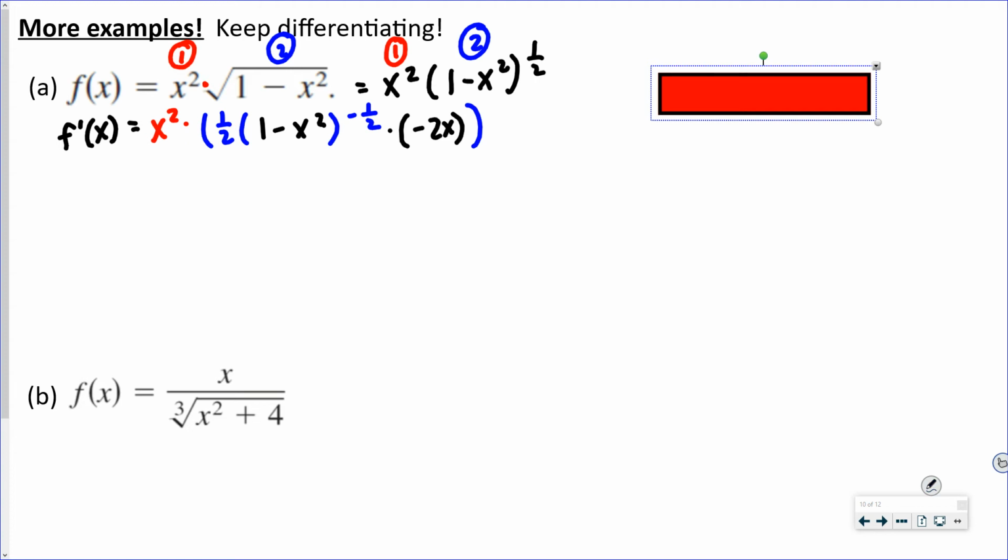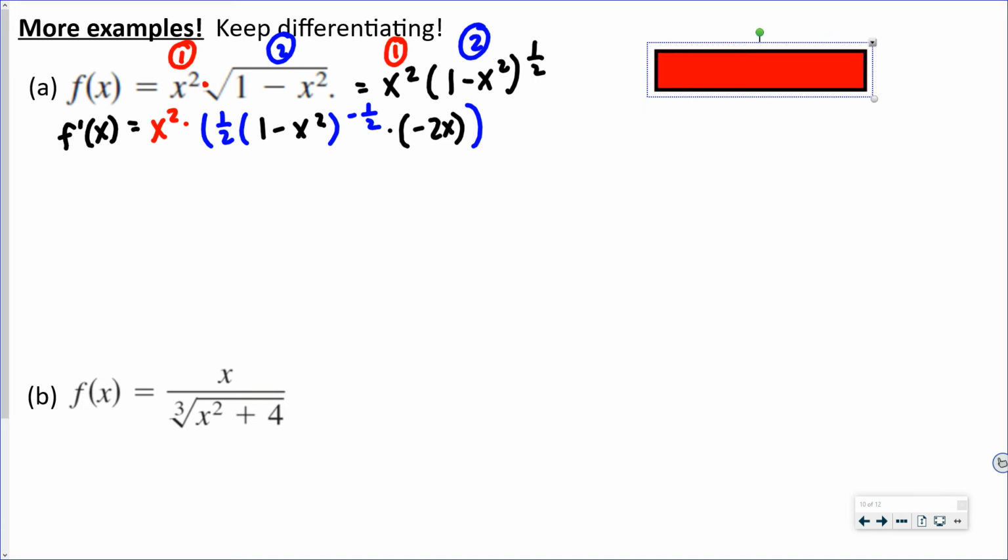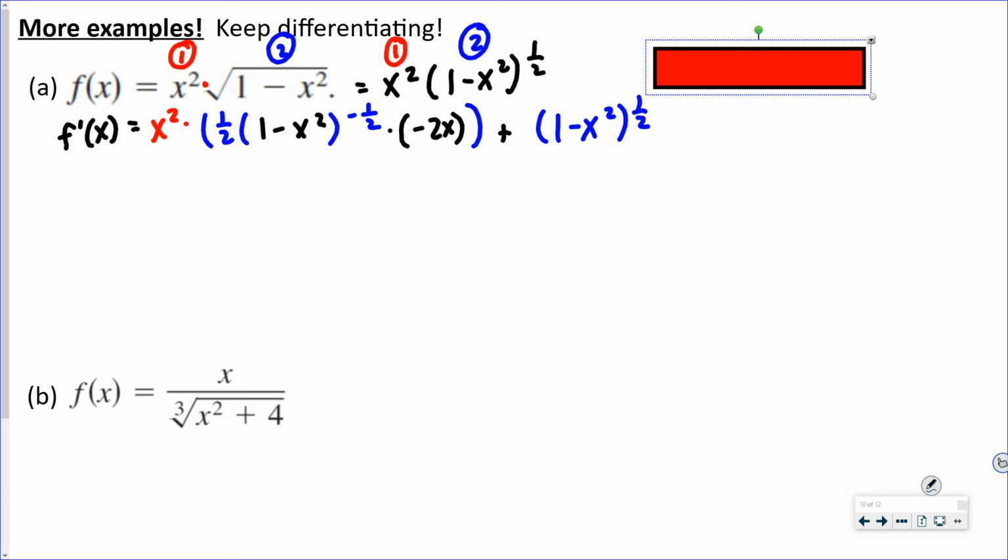Okay, we're not done. That was just my first part of the product rule. First times the derivative of the second, plus second term times the derivative of the first term, which is just 2x. No, it's not bad.